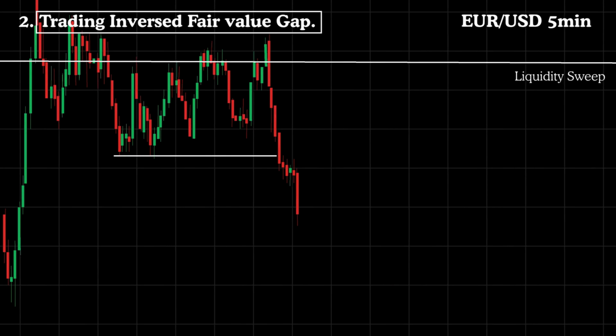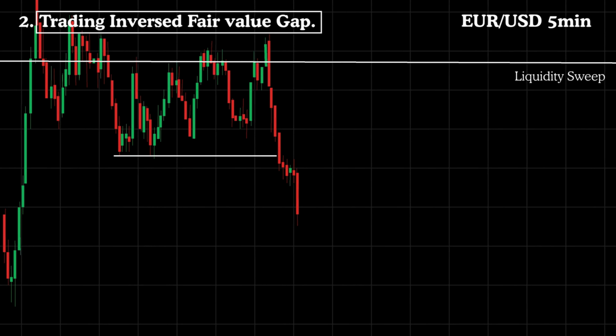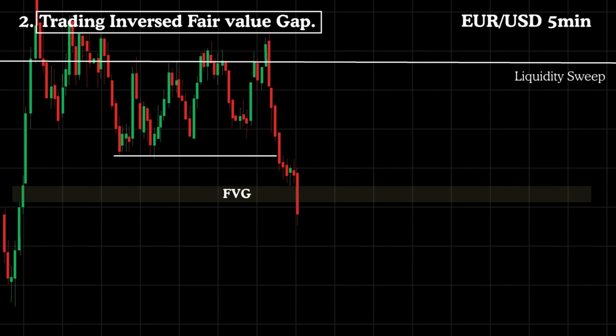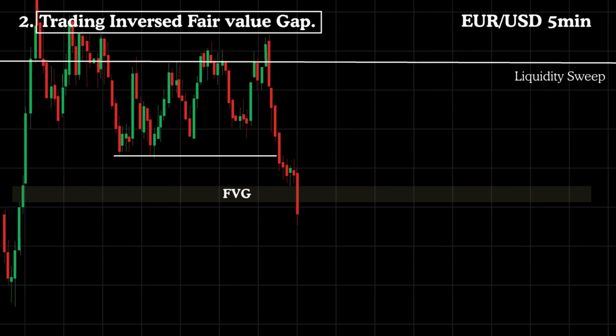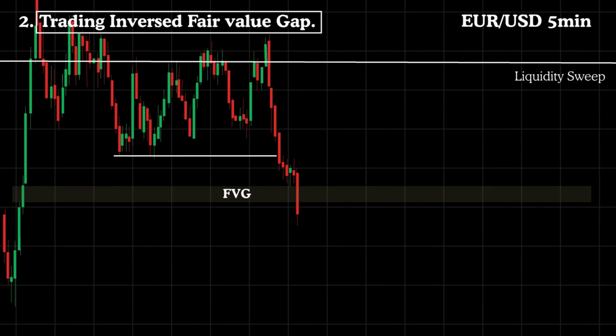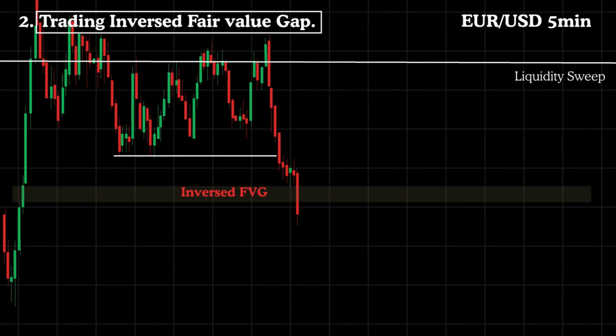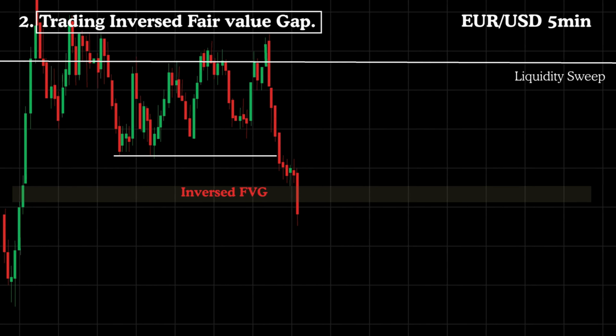Next, I drop down to the 5-minute time frame to refine the entry. What I'm looking for here is a breached bullish FVG, meaning price didn't respect the gap and broke straight through it. This flips the FVG into an inverse fair value gap, now more likely to act as resistance instead of support, and that's exactly what happens.